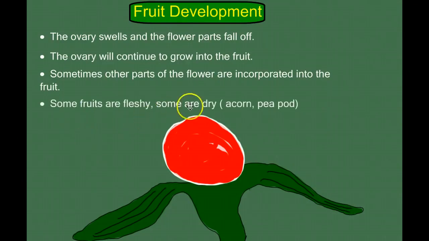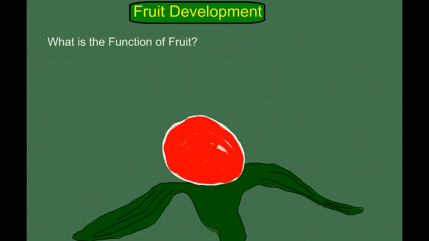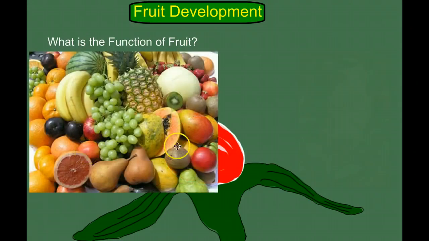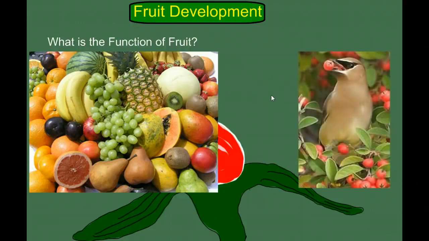Now some fruits are fleshy and some are dry, like acorns and pea pods, but we have this question. What's the function of fruit? Pause the video and write down what you think the answer is. Now a lot of students will say that the function of fruit is to protect the seed. But hold on. Think about fruit. What's protective of a seed if the fruit encourages you to eat it? Think about that. And also think about other types of fruit.